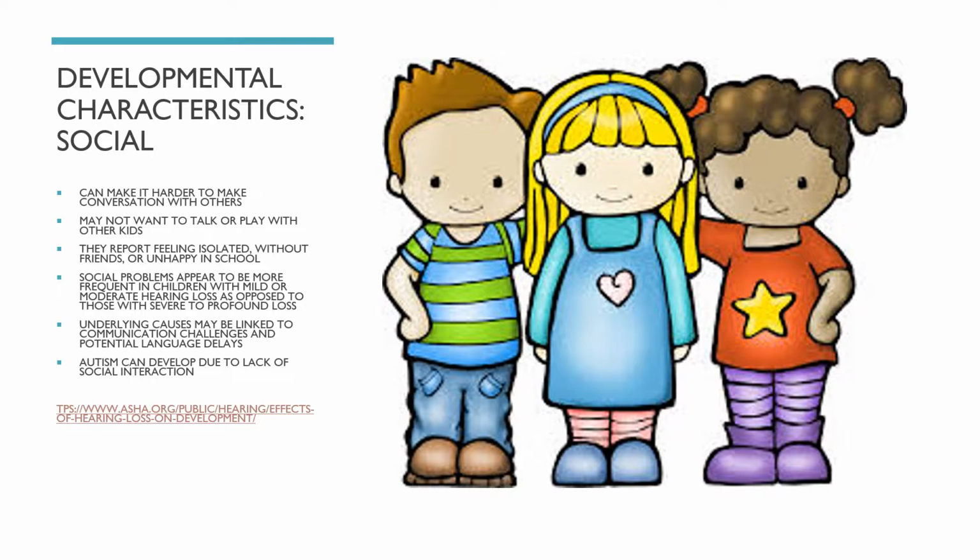Also, underlying causes may be linked to communication challenges and potential language delays. It's not common, but autism can develop due to the lack of social interaction. So that's where it's super important for parents and teachers to make sure that their child is getting the proper social interaction, as hard as it may be for their child.